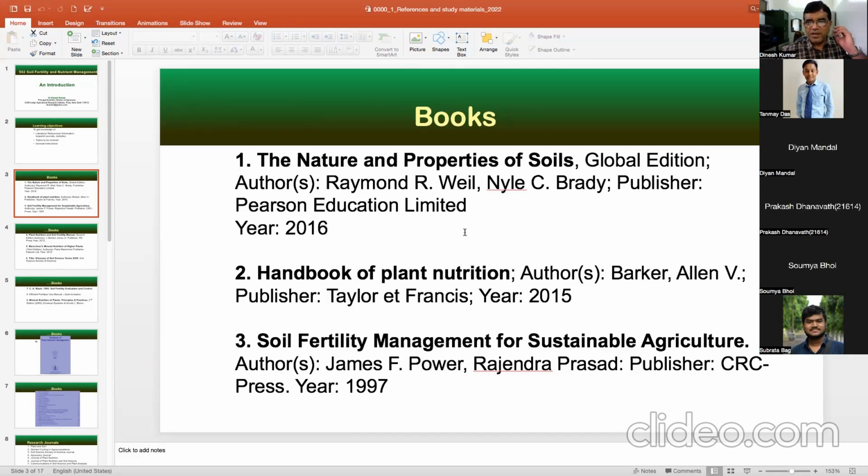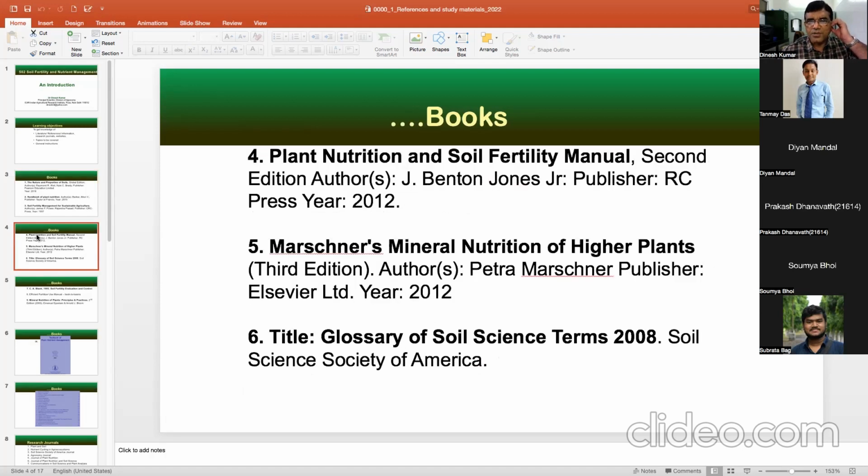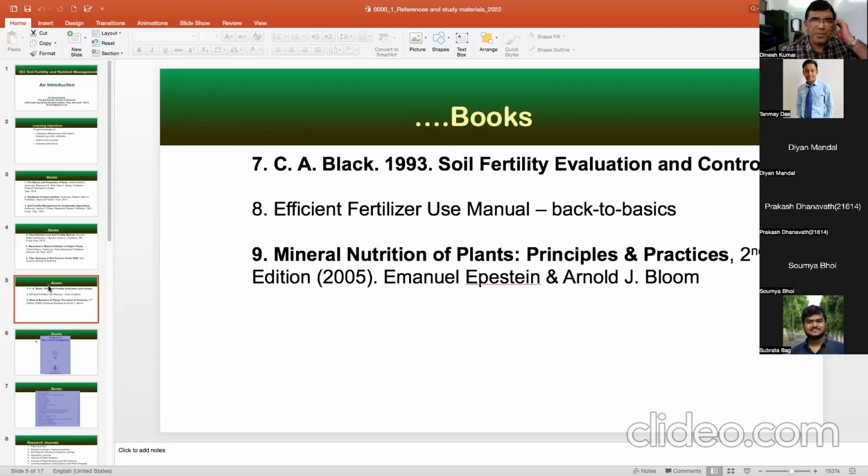Then Handbook of Plant Nutrition is there. Soil Fertility Management for Sustainable Agriculture, this is in the context of India. And then Plant Nutrition and Soil Fertility Manual by Benton Jones. Marschner's Mineral Nutrition of Higher Plants. Glossary of Soil Science terms. So these are the references I recommend you go through. It is not that you need to read everything. You can take the things which are required by you.